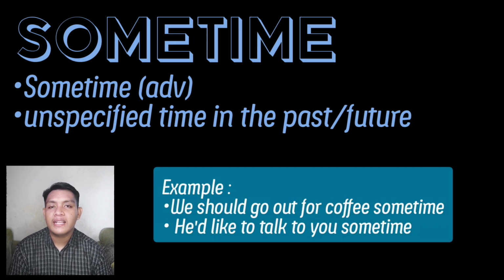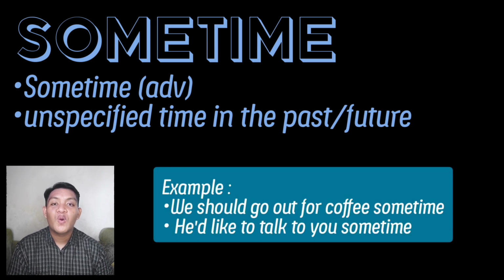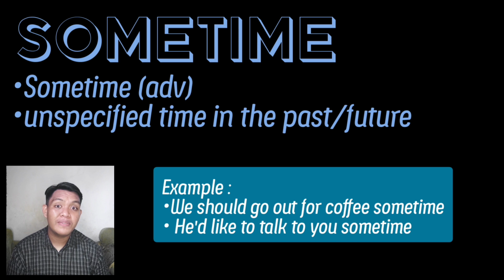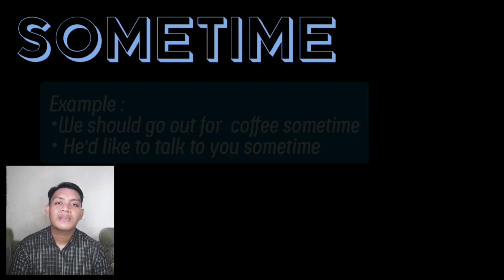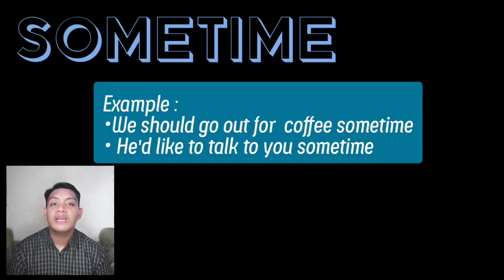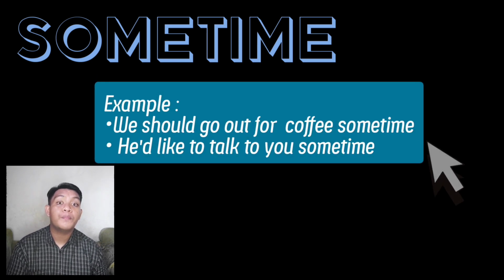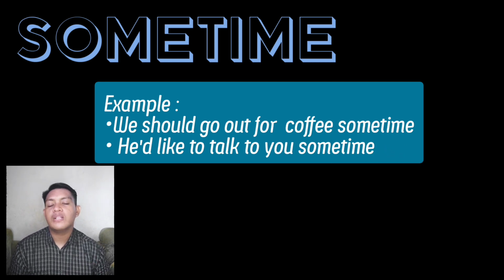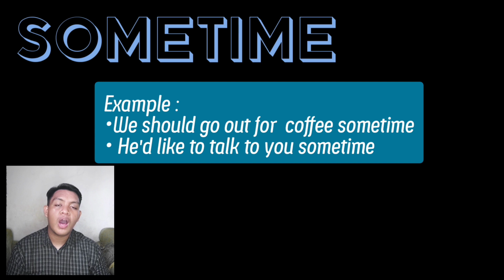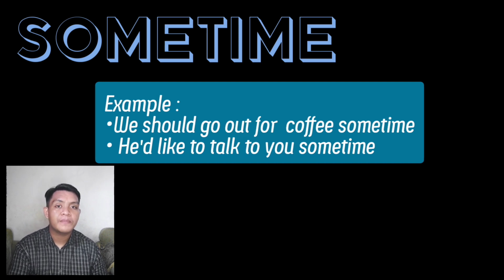Okay, let's see the example. First, we should go out for coffee sometime. He'd like to talk to you sometime. And sometime is placed at the end of a phrase, as in the first two examples. When it is used like this, we should go out for coffee sometime, it means sometime in the future.